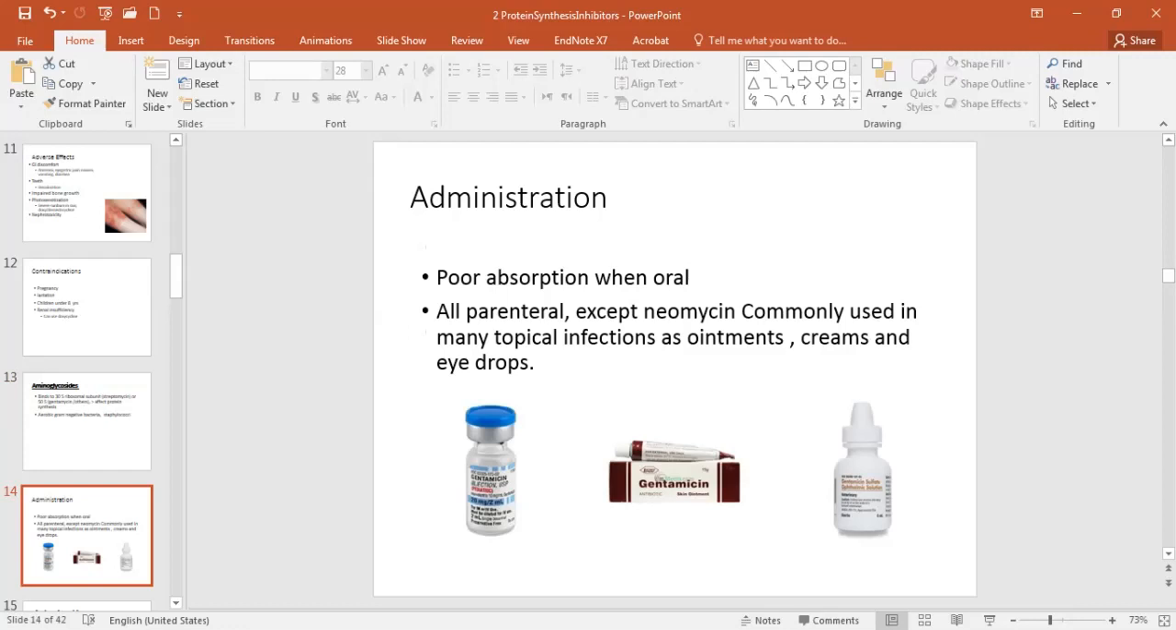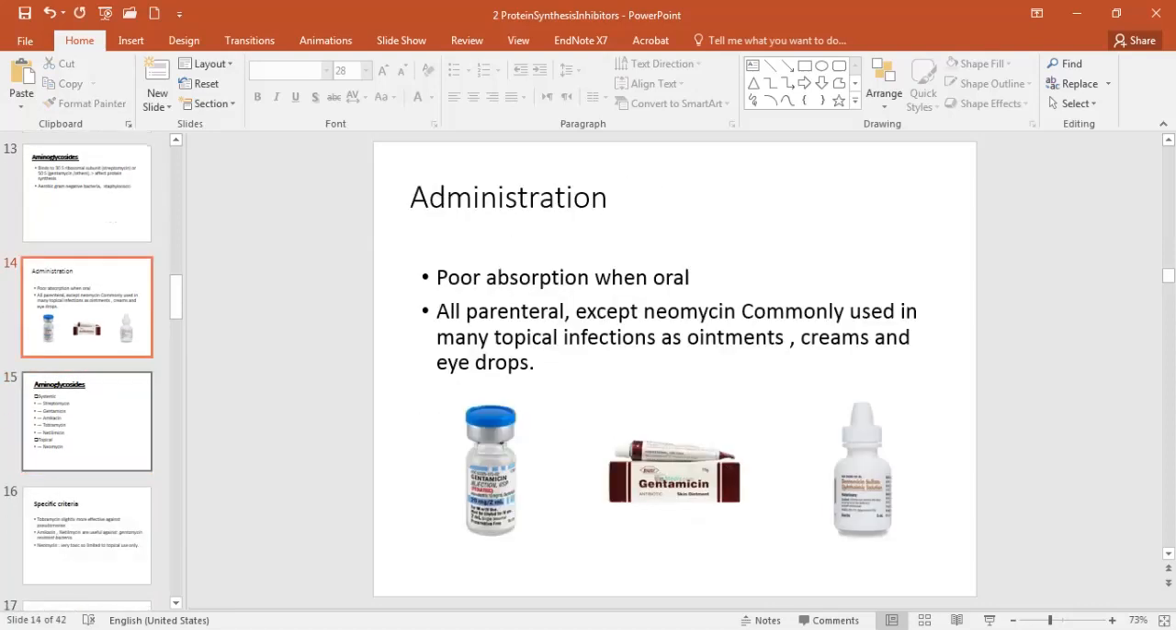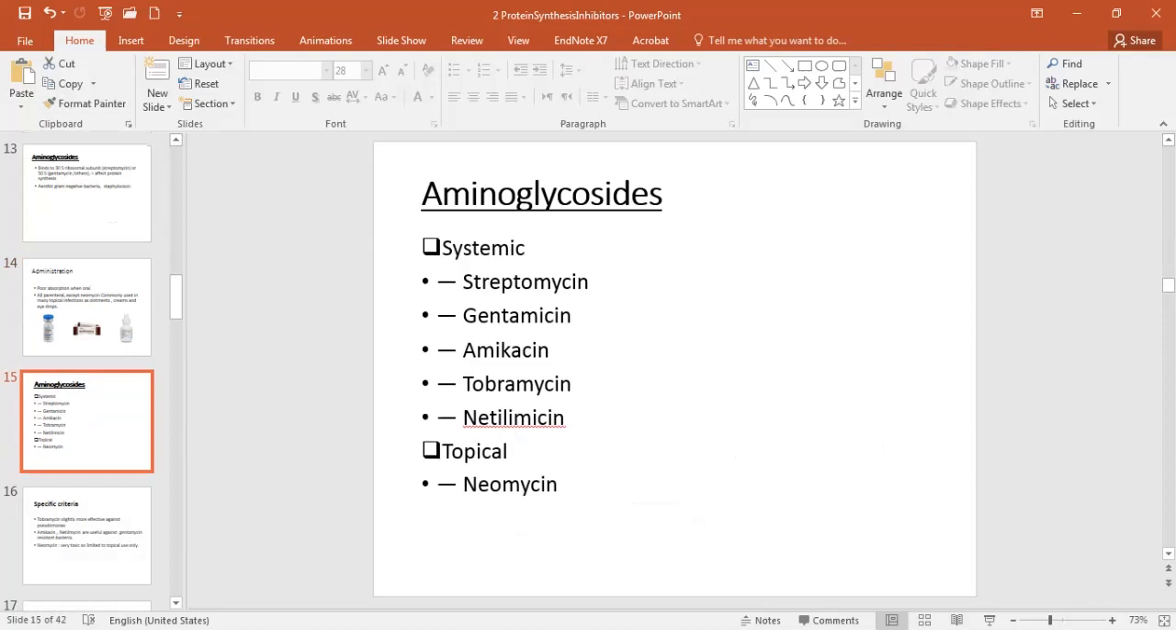Always as injections. There are no tablets or capsules of aminoglycosides, except neomycin. You may see it in the form of many topical preparations for topical infections, like ointments, creams, or eye drops. None of the others here are like that; all are injectables. Aminoglycosides, as we said, are for injection and thus cause a systemic effect, and this includes streptomycin, gentamicin, amikacin, tobramycin, and netilmicin, while the topical aminoglycoside is neomycin.